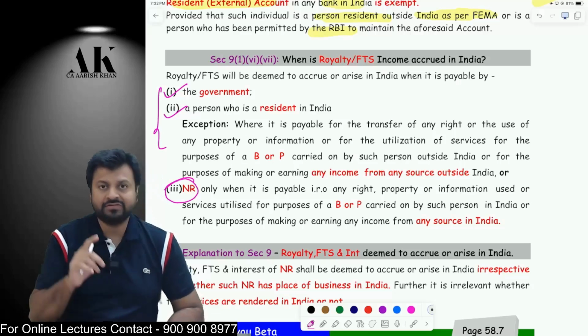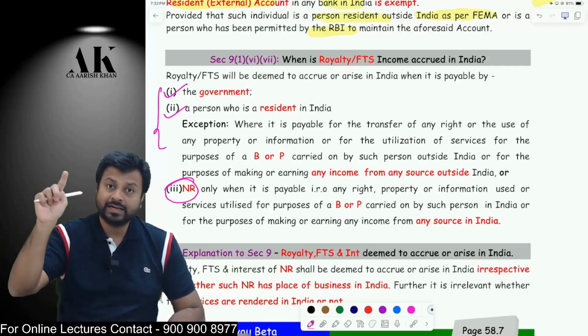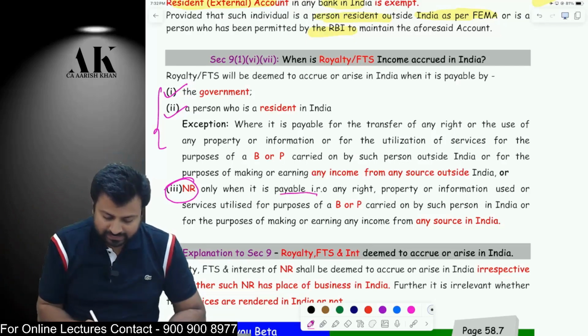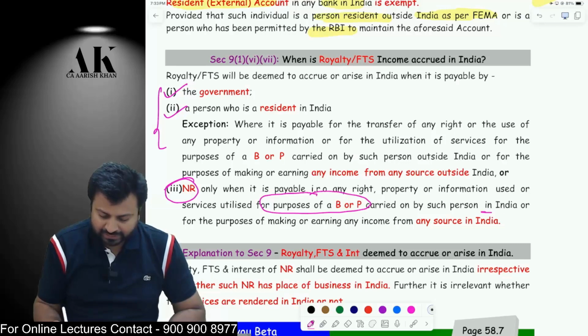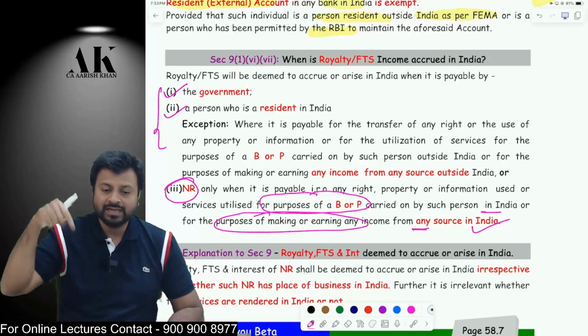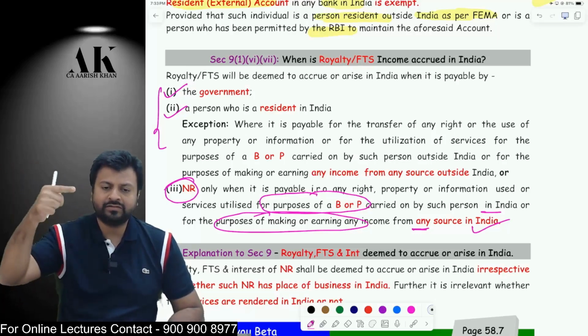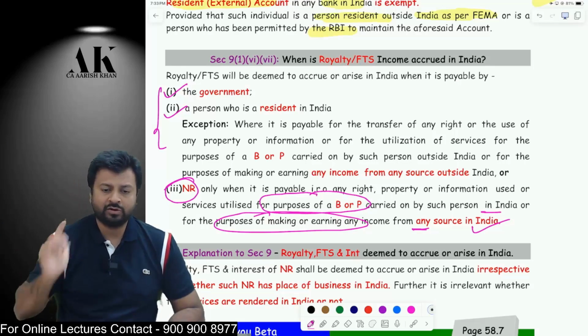The third point is different as compared to interest. If the royalty is payable by a non-resident to another non-resident, then it is deemed to accrue or arise in India if the services are utilized for the purpose of business and profession in India or for the purpose of any other purpose in India. Okay. So this 'any other purpose' was not there in interest. This 'any other purpose' is even taxable here, which was not taxable in interest. So this is the difference between interest and royalty and FTS. I hope it is clear to all of you.